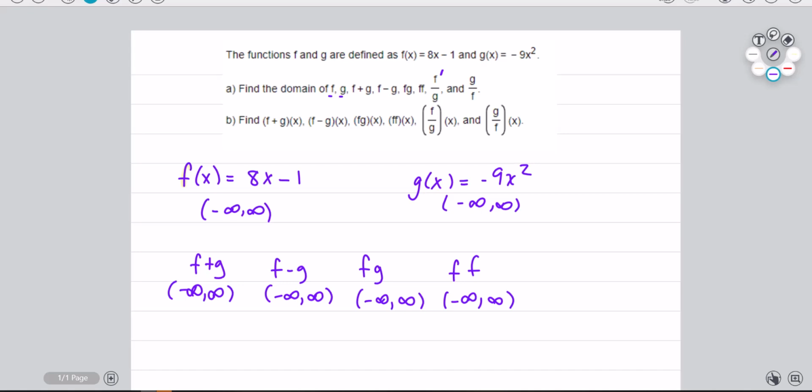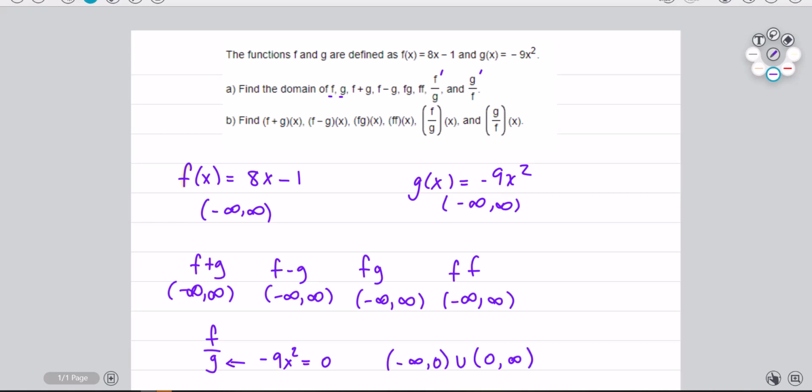These are when it gets crazy, right? Because you have to worry about dividing by 0. So if I look at f over g, all I care about is this denominator. What is going to make that equal 0? And I believe it would be 0, right? So I could plug in any negative number up to, but not including 0. And then union to the other side, don't include 0, and go all the way up to infinity.